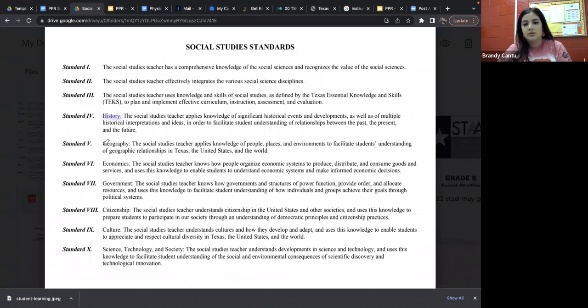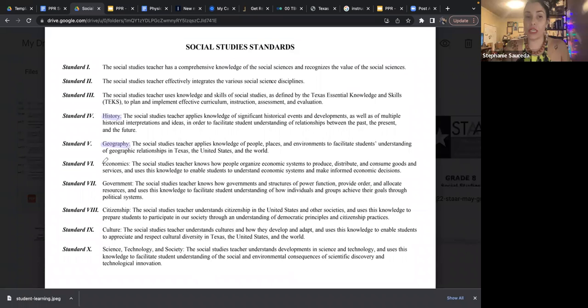Oh, okay. So history, geography, economics, government, citizenship, culture, science, technology, and society. And what you're going to find, and you can actually make these drawings when you do this for your homework assignment, these are going to be what the TEKS are about. And you'll see standard 3 is only about the TEKS.